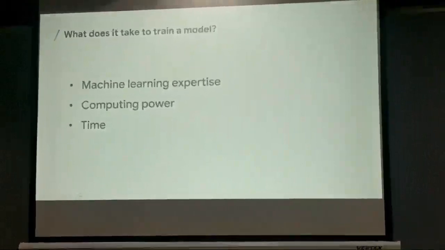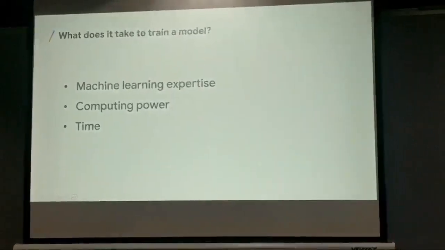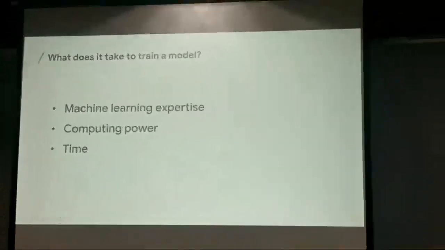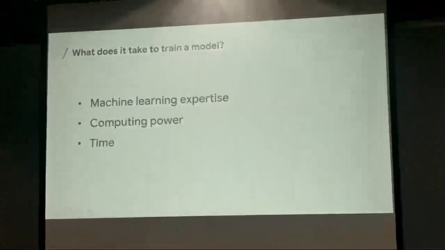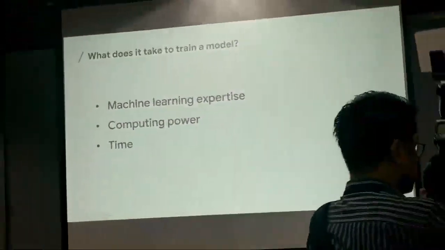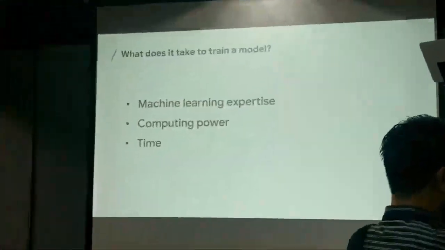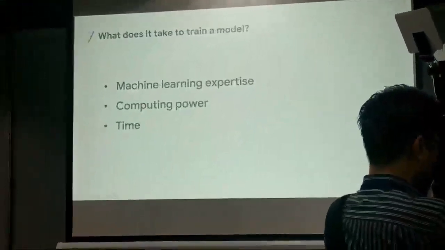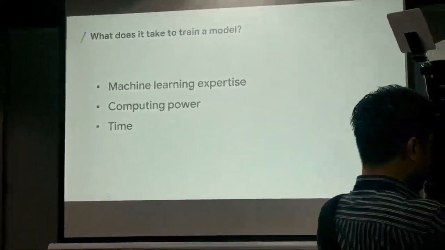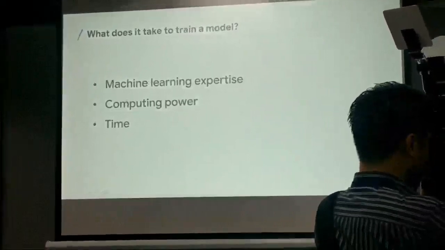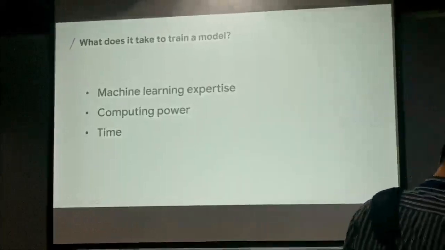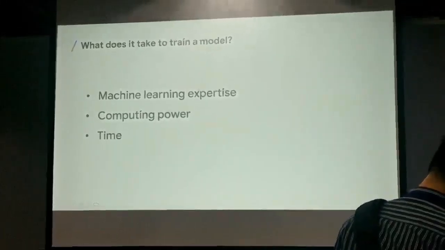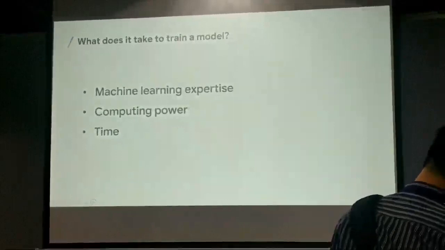So what does it take to train a model? What do we actually need? We need the machine learning expertise. We need to know to prepare the data, to choose the appropriate architecture. We need to tune the hyperparameters. We need somebody who knows how to do it. And you can think of it as managing the blood after a trabeculectomy. You need someone who knows how to make it work. We need the computing power, and we need time. All of this takes time. So how can we scale this to train more models to detect more diseases with better accuracy and faster?